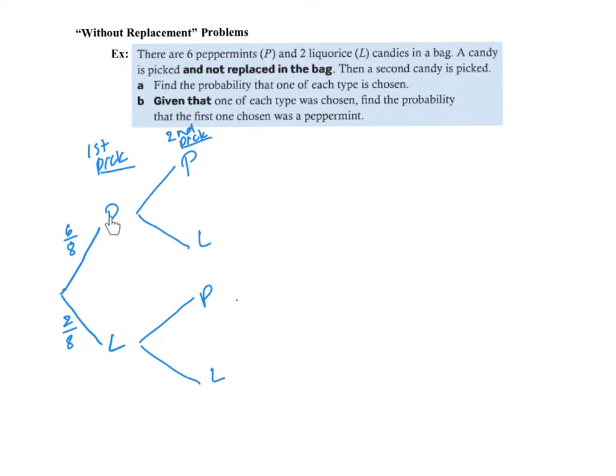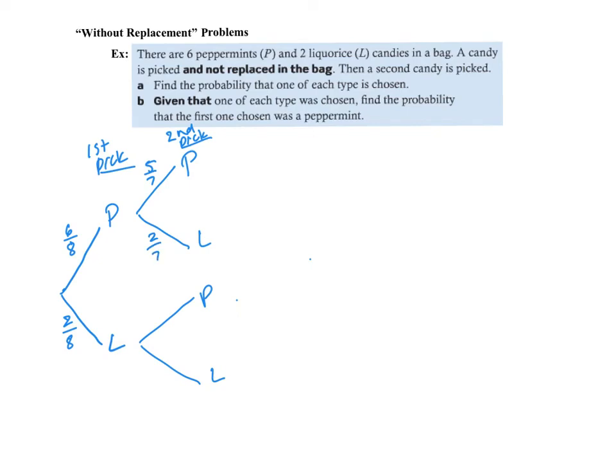So if I have picked a peppermint, the probability of picking a second peppermint, well, there were 6 peppermints, but I've already picked one, so there's 5 peppermints left out of 7 pieces of candy. So that probability is 5 out of 7. Now, the probability that I pick a peppermint and then a licorice, there's still both licorice pieces in the bag, but there's only 7 total, so that probability is 2 out of 7.